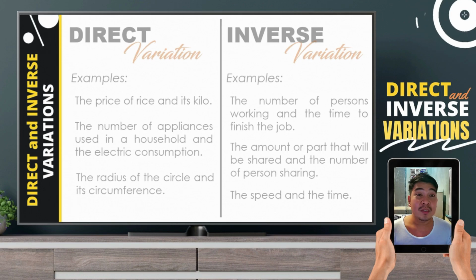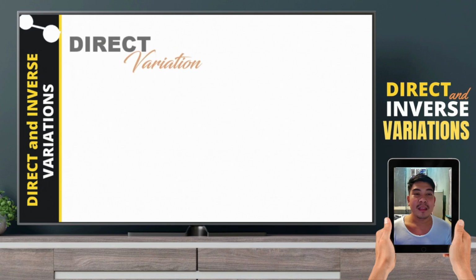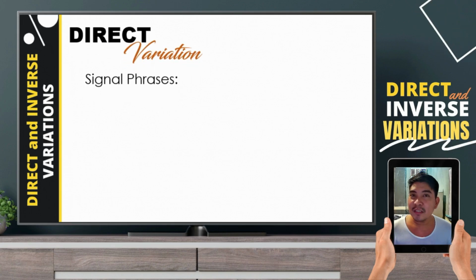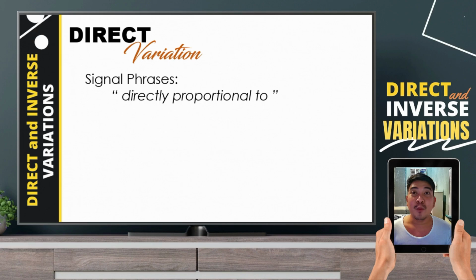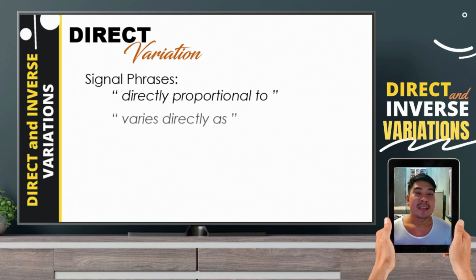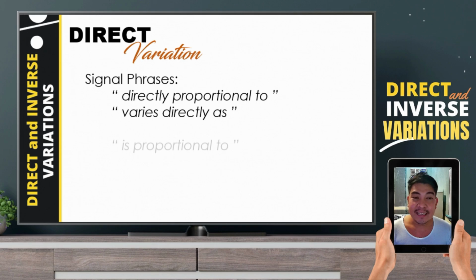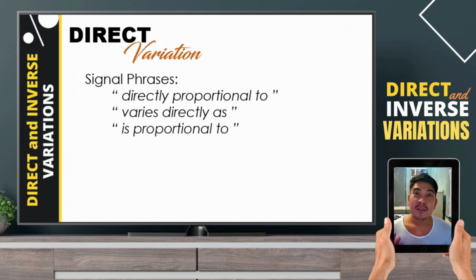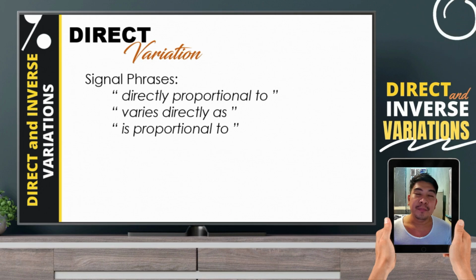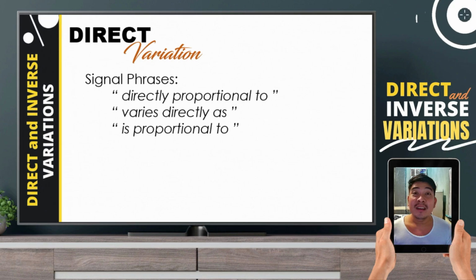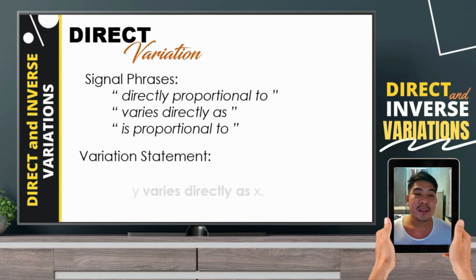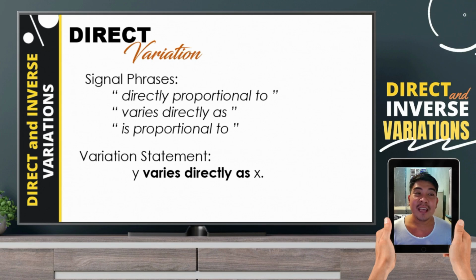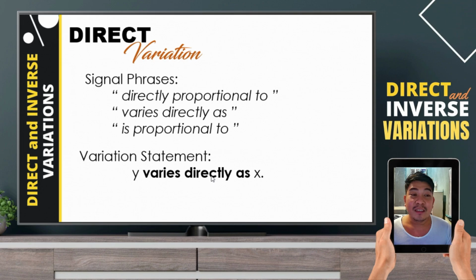Okay, this time let us focus on direct variation. So when we talk about direct variation, there are signal phrases. Para natin malalaman na direct variation kapag gumamit ng directly proportional to, directly. Next, varies directly as, and is proportional to. So these are three phrases that signify na direct variation yung isang particular statement. Like for example, this variation statement, y varies directly as x. So obviously this is direct variation because we have here varies directly as.